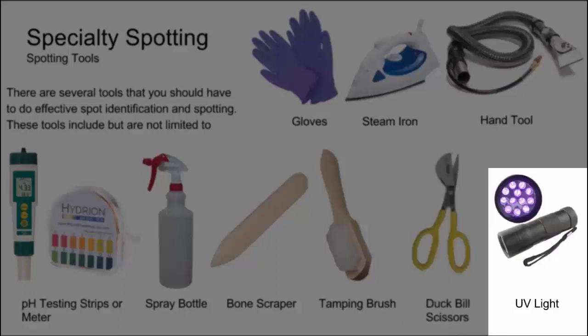The UV light, that is for an inspection process. Urine glows under a UV light. So sometimes if they have a pet and you need to treat a specific pet spot, you need to know where that spot's at. With a UV light, you can inspect the area, just dim the lights in the room and shine that light, and you will see every pet spot on that carpet, and you can treat them accordingly.